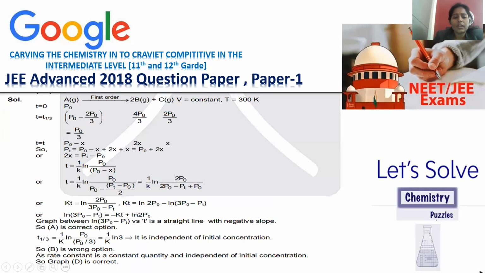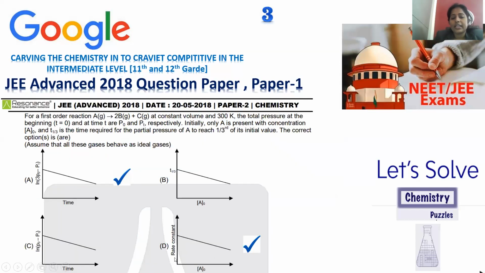Move on to the last one. As the rate constant is a constant quantity and independent of initial concentration, graph D is the correct answer. In graph D, what they are saying is, rate constant was taken on the Y coordinate, initial concentration was taken on the X coordinate. This is exactly applicable for first order kinetics. Rate constant is giving a negative slope with the initial concentration of the reactant. This is the slope given for first order kinetics, and they are saying first order kinetics, so we can put a tick mark over there.